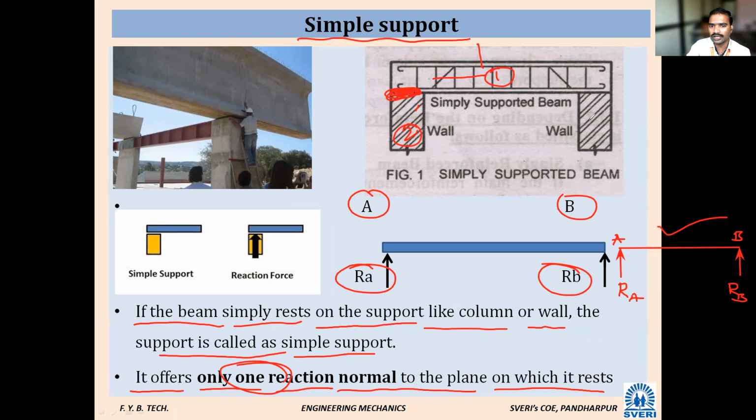From the beam, where does the load go? It goes to the wall or column. So with the help of support, which type of support is it? They're just simply resting. Okay, here it is in the figure. This is a beam girder. Entire beam is resting on the column. It means they are simply resting. Okay, that is simple support.